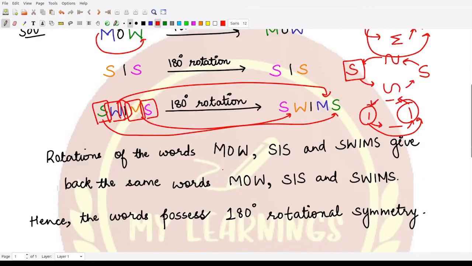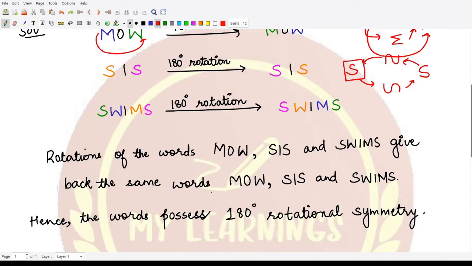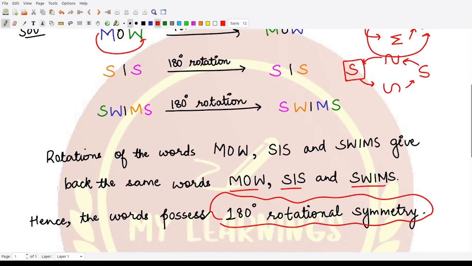So, therefore, rotations of the words MOW, SIS and SWIMS give back the same words, right? And moreover, these words possess 180 degree rotational symmetry. So this is the answer to our question.